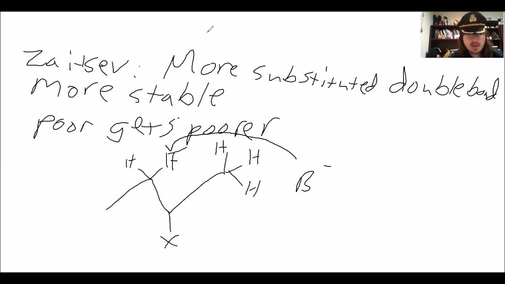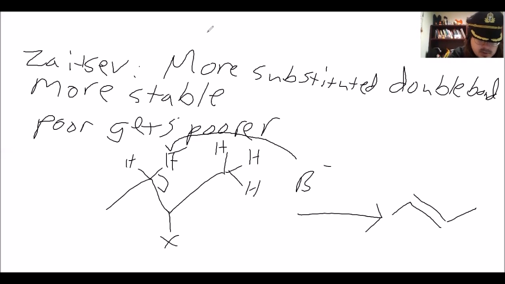But the fact of the matter is that base is going to attack hydrogen. The guy with the least amount of hydrogens loses a hydrogen. The poor are getting poorer. So we form, so take that, swing the double bond down, and kick that out.